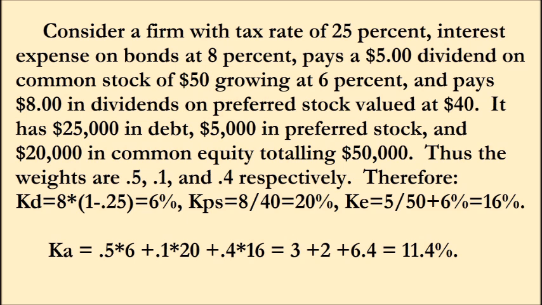Well, therefore, the cost of debt after tax is 6%. The preferred is the 20%, 8 over the 40, and the common is 5 dividend dollars over the 50 share price. That's 10%, plus 6 makes 16. Well, let's weight these each to get the average cost of capital. Well, turns out 11.4%. But wait, there's more.